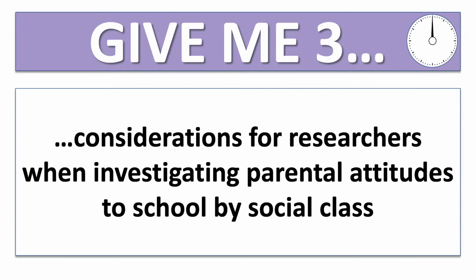Okay, so we've got a give me 3 now. So we're going to have a question. You'll just have 30 seconds to come up with 3 possible responses to it. So what we want you to do is give us 3 considerations for researchers. So things researchers would have to think about when investigating the parental attitudes to school by social class. So if they're researching what parents think about school by social class, what sorts of things would they have to think about? Okay, so give me 3 suggestions. What sort of considerations would the researchers have if investigating this topic with parents? Okay, so we're assuming they're using primary data collection of some sort.